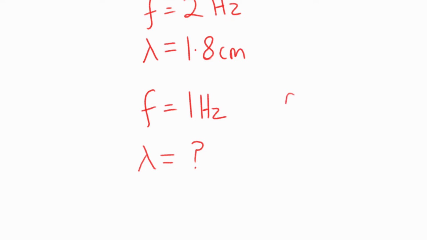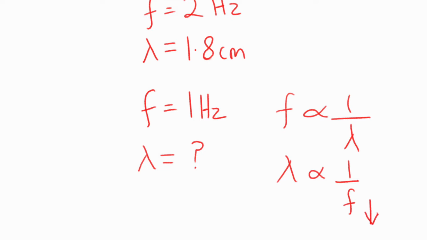And just remember, what we do know is this. So what we're doing, you write it the other way around. What we're doing now, we're going from 2 Hertz to 1 Hertz. So if that number on the bottom is getting less, we'd expect this to go up. So we would expect then the wavelength now to be 2 times 1.8, which is 3.6 centimeters.